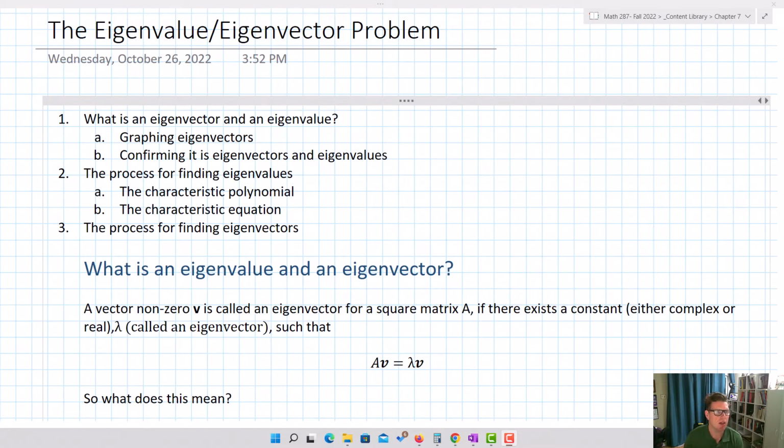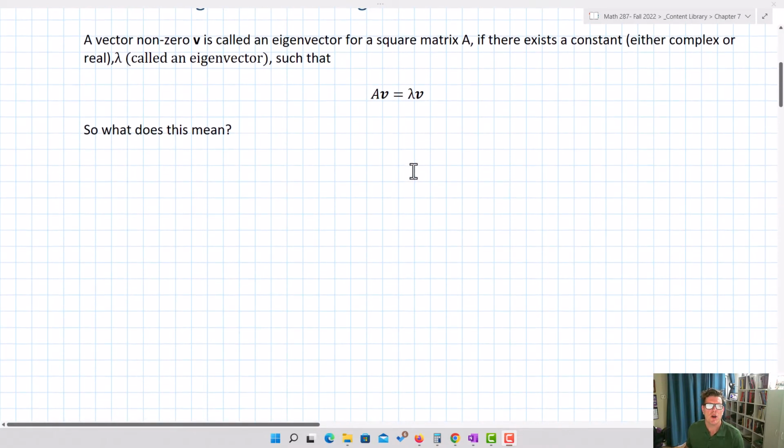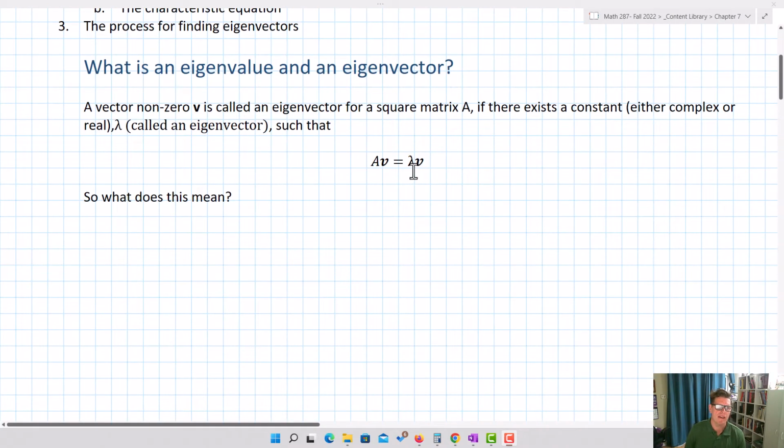So what we're going to talk about inside of this lecture is what an eigenvector and eigenvalue are. We'll talk about graphing eigenvectors and also confirming that we have eigenvectors and eigenvalues. Then we'll talk about the process for finding eigenvalues, and then the process for finding eigenvectors. We'll give some examples of how to do this, and then talk about some of the key vocabulary that you'll need in order to talk about eigenvectors and eigenvalues. So let's first talk about this question: what is an eigenvalue or an eigenvector?